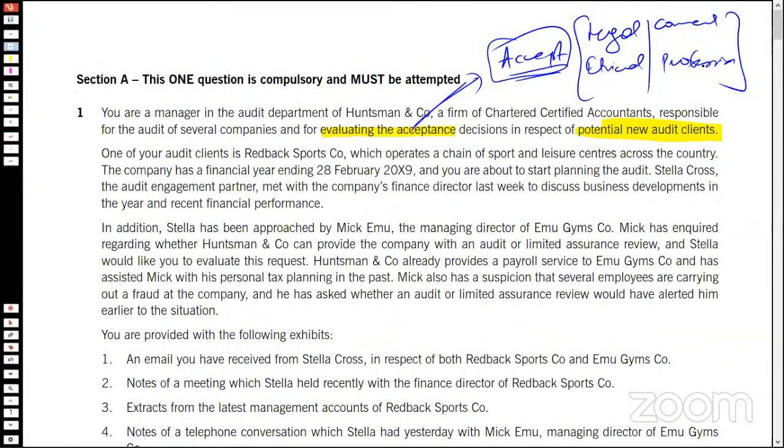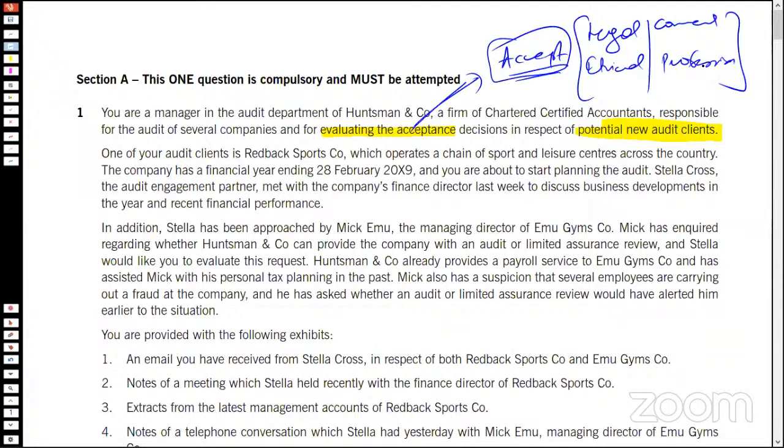Don't worry about it. But I'm just telling you, in case you are ever offered a scenario where you are being offered a client, don't just accept it. You got to make sure that you look after the legal, ethical, commercial, professional, all of these aspects. Then you go about with the acceptance of the client. Now let's move a bit forward and discuss further.